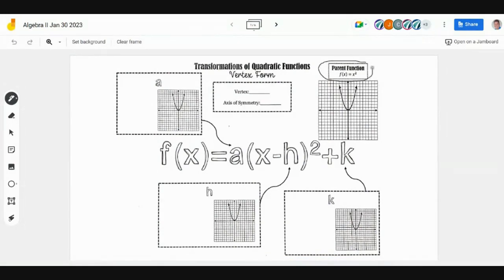And that's the parent function, f of x equals x squared. That's the graph of that. It just goes through the origin, and you see the parabola going upward from the origin.